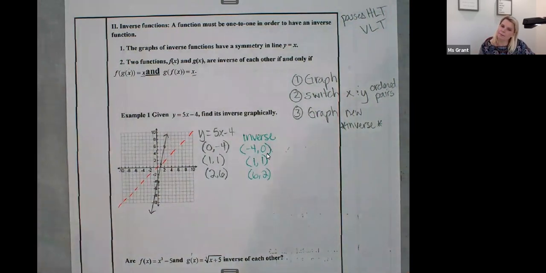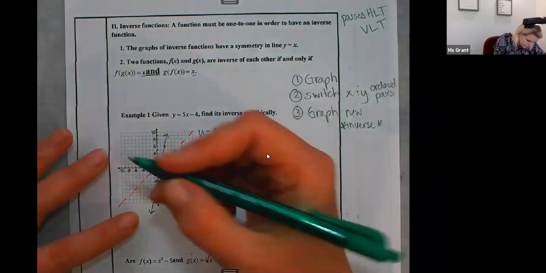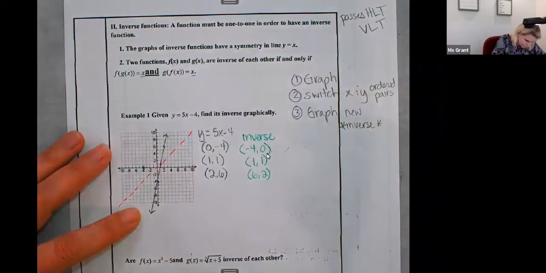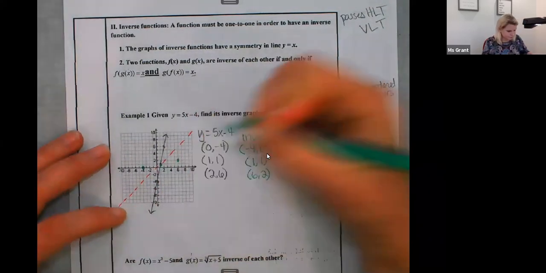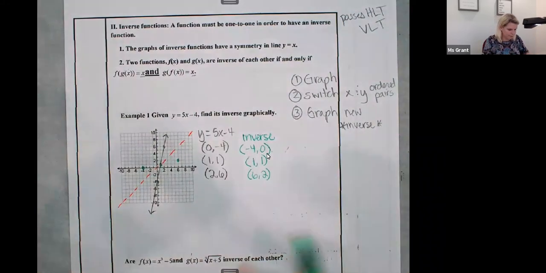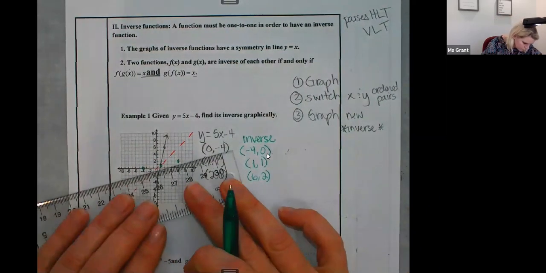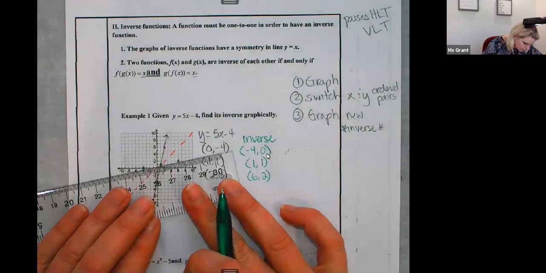My green line will look like this, this, this. Okay. Connect the dots. Hold on.